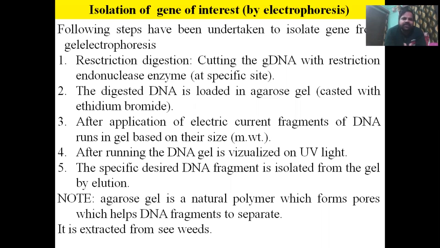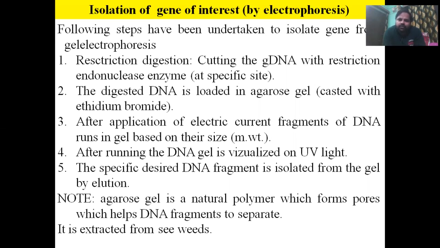First is restriction digestion. So what is restriction digestion? We use an enzyme called restriction endonuclease, which cuts the DNA at specific sites. It means out of the whole genomic DNA, it will cut the boundaries of that particular gene. Then what we will do?